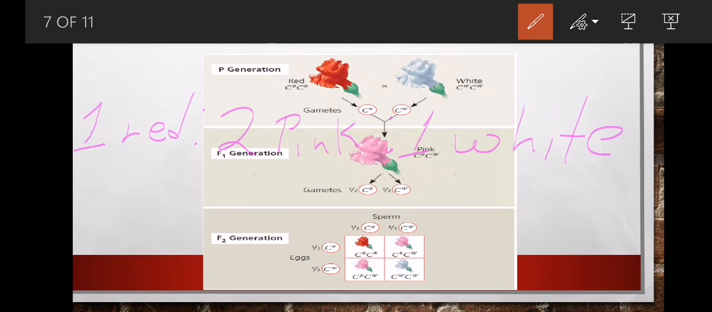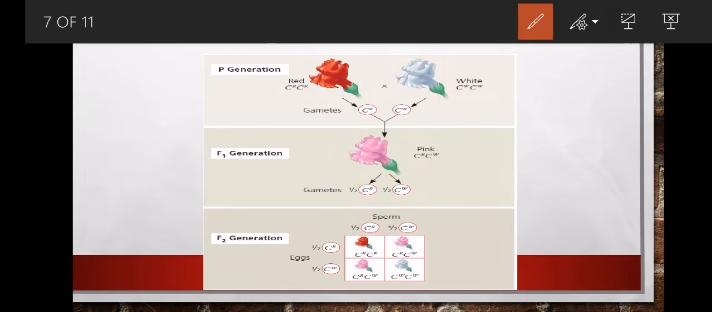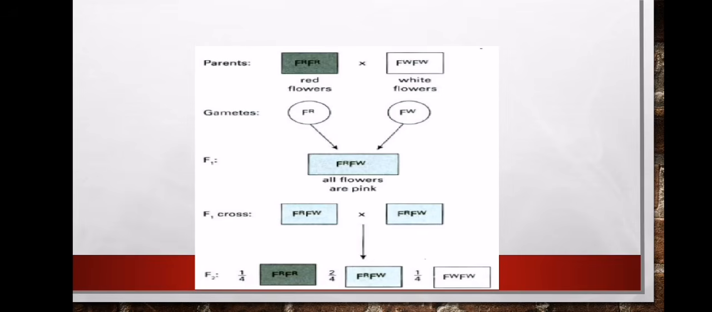What is the phenotypic ratio? Sorry, the genotypic ratio. Even the genotypic ratio will be 1:2:1. It's still the same. We will look at how we identify it. Okay, fine. Let's also look at it here. It's just a repetition of where we are coming from.